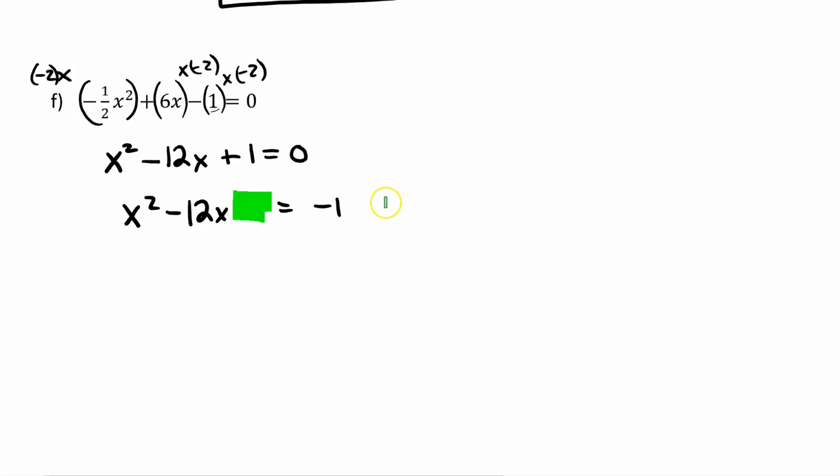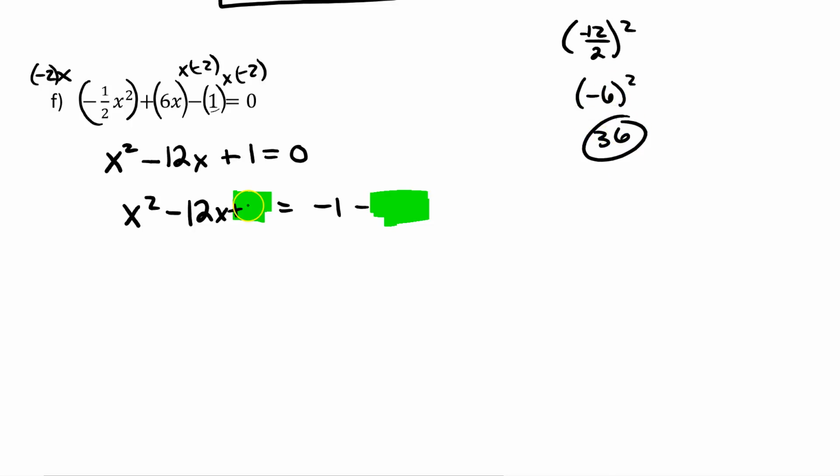So we have to ask ourselves, what is the number that we can add to both sides that will make the left-hand side a perfect square trinomial? Negative 12 over 2 squared, negative 6 squared, 36. Plus 36, plus 36.